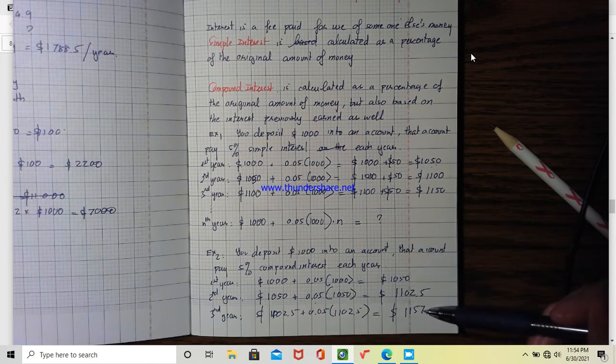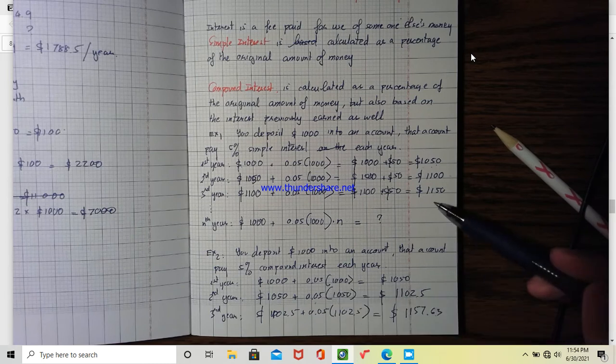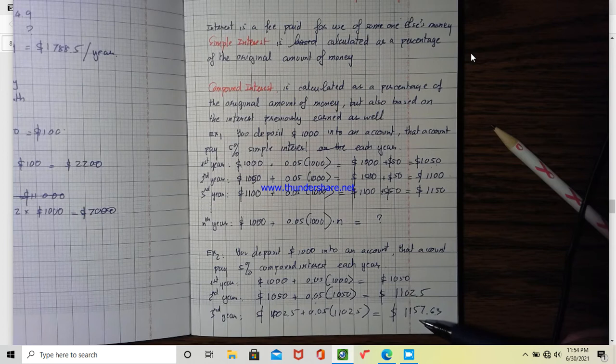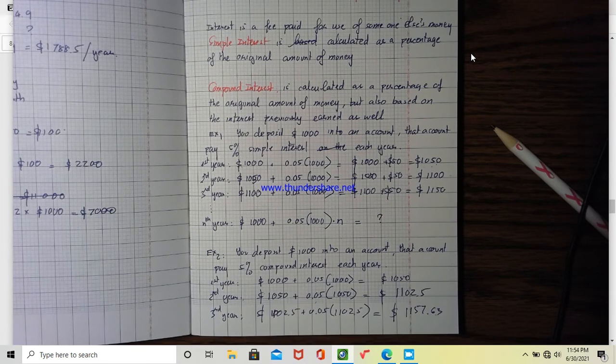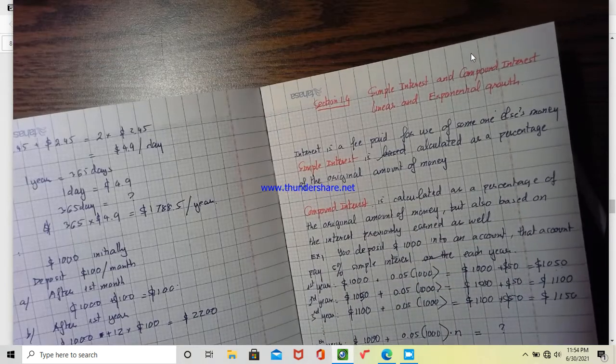So you see that you're going to get more money with compound interest, right? After 3 years for the simple interest, you just make that much, but with the compound interest, after 3 years, you make this much more. So compound interest is very good. If you know any bank that gives a customer compound interest, let me know.